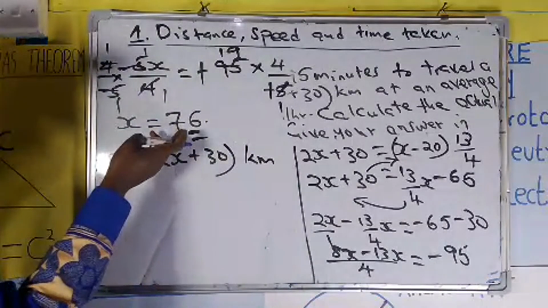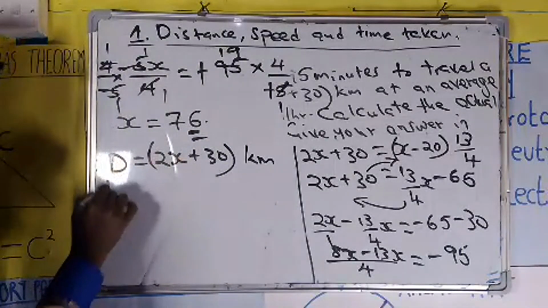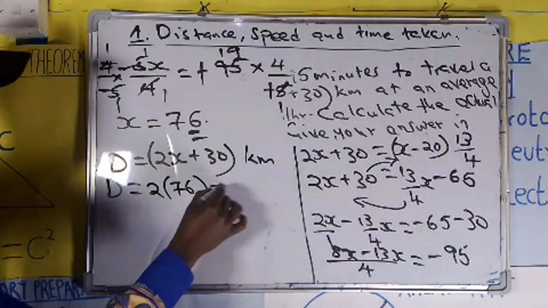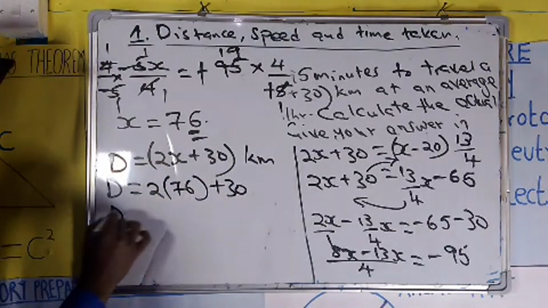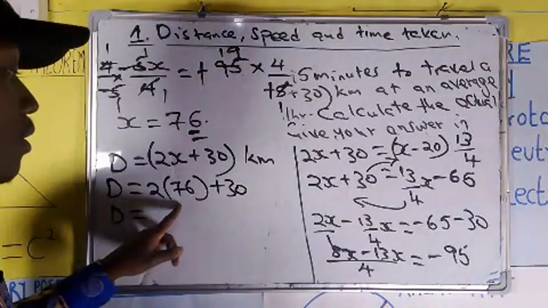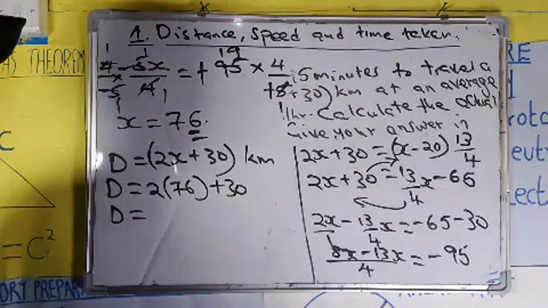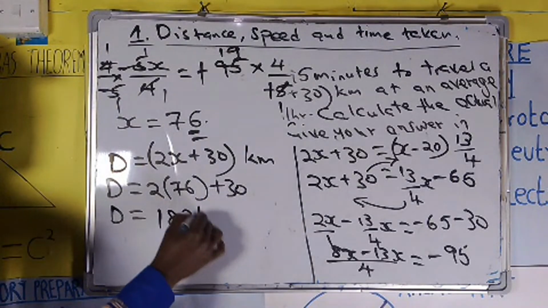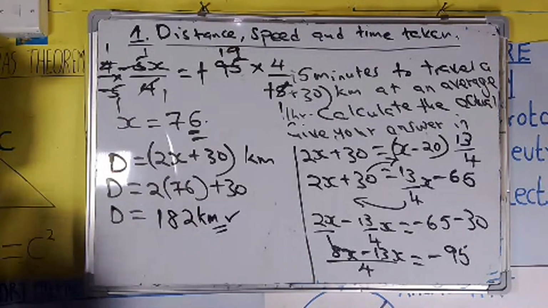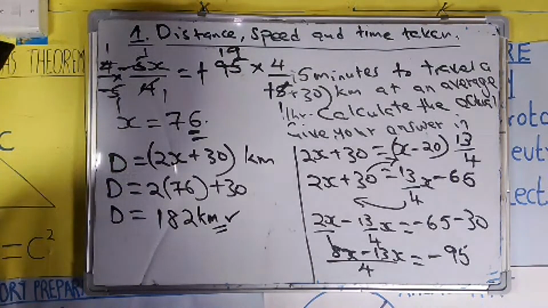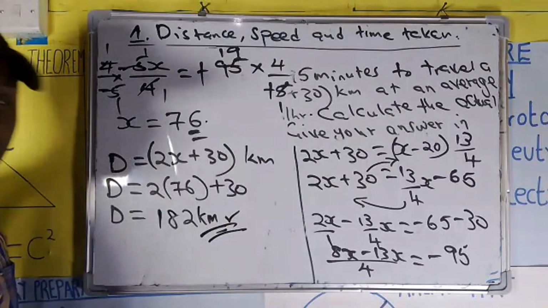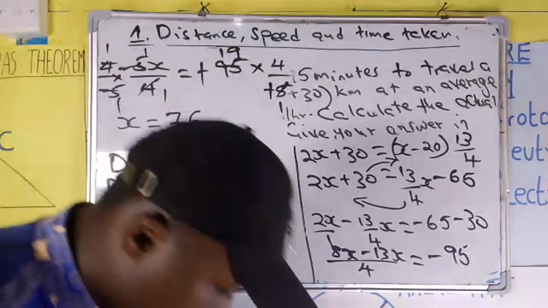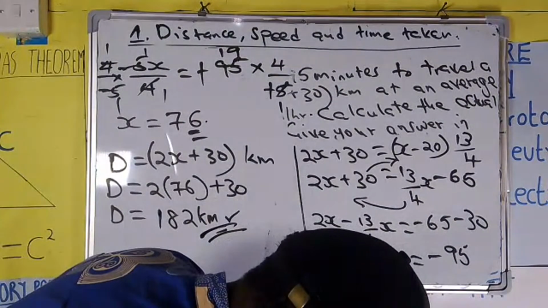So we will substitute our 76 into our expression for distance and get distance is 2 multiplied by 76 plus 30. So when you multiply 2 times 76, you are going to get 152. 152 plus 30 will be equivalent to 182 kilometers. So that will be our distance.